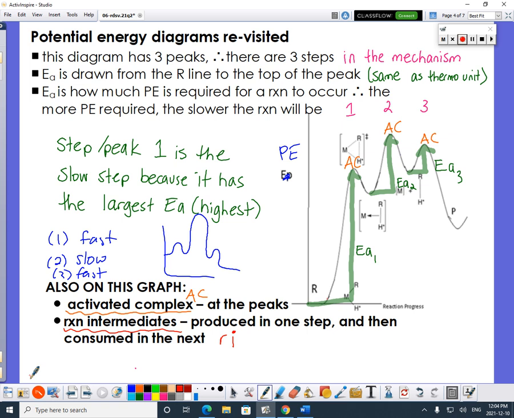If the activated complexes are transitions at the peaks, then the reaction intermediates, by definition, are produced in one step and then consumed in the next. So they would be in the valley, because you put in some reactants, it makes whatever's here, then those get used up to make whatever's here, then those get used up to make the overall product. We're going to do another more normal example on the next page.